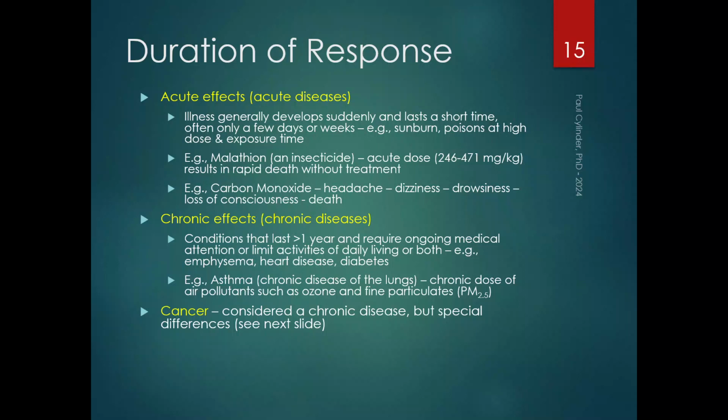So you can get a sunburn, and you can recover from that sunburn in a matter of days or a week. Many poisons at high dose and exposure time can have acute effects. So if you consume malathion, which is an insecticide, an acute dose for a human being, 250 to 470 milligrams per kilogram, would result in a rapid death unless you were treated right away. And this was just based on a study where a person accidentally ingested that amount and died.